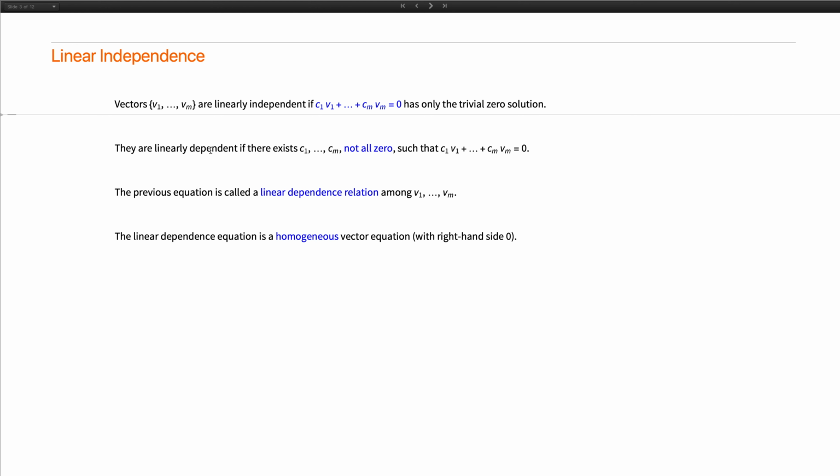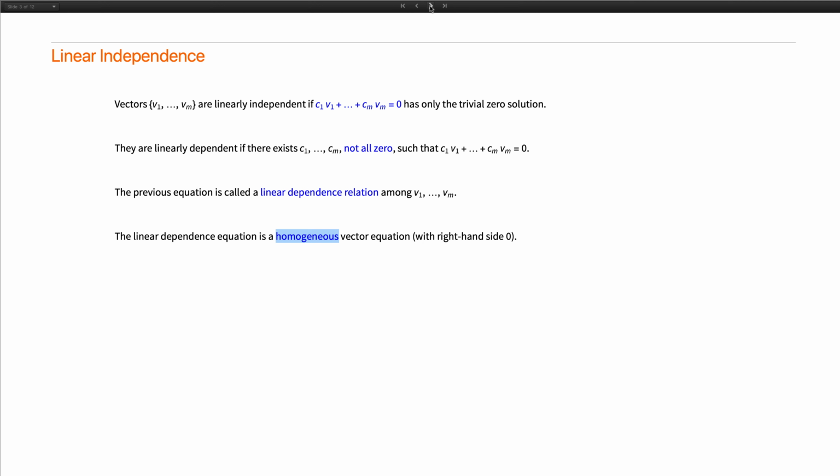On the other hand, if you say that things are linearly dependent, then what you mean is that there are constants c1 up to cm, not all 0, such that the equation is satisfied. This equation is called a linear dependence relation among the vectors v1 up to vm. And this relation is actually a homogeneous vector equation. The word homogeneous just means that you've got a 0 on the right hand side.